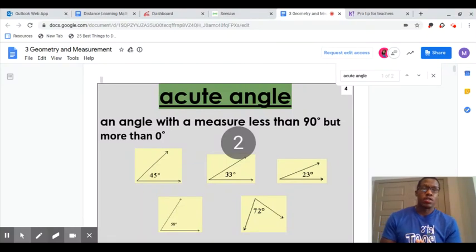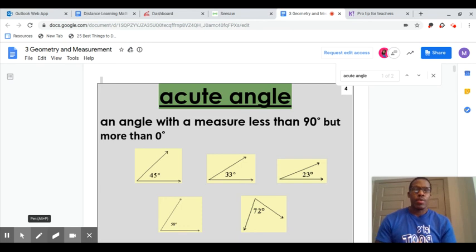Morning class. Today's recap lesson will be about angles. Who remembers the three different types of angles we discussed in class? Very good. If you answered acute angle, obtuse angle, and right angle, great job paying attention.